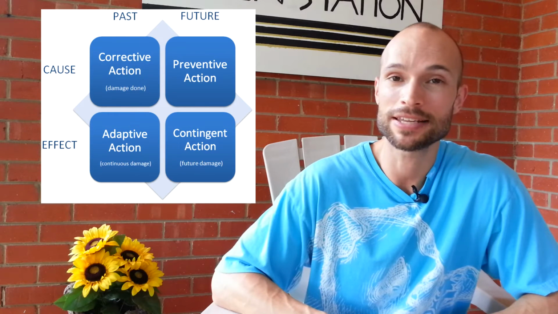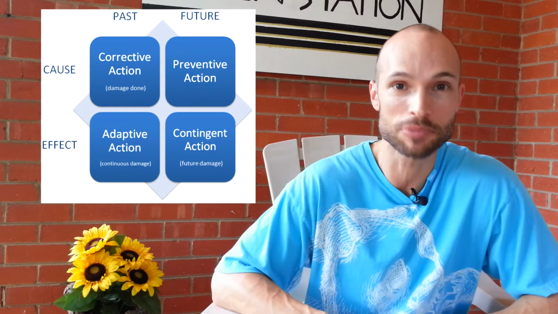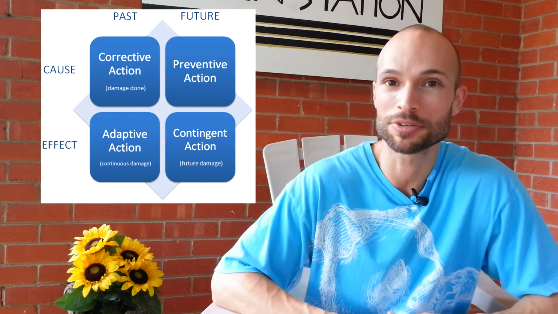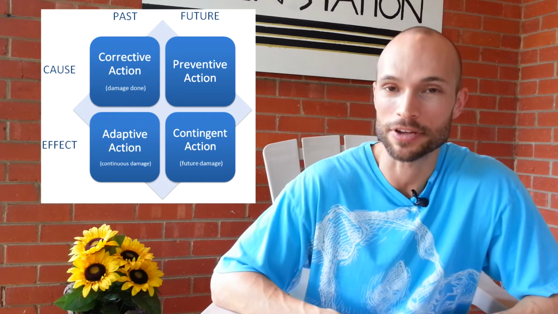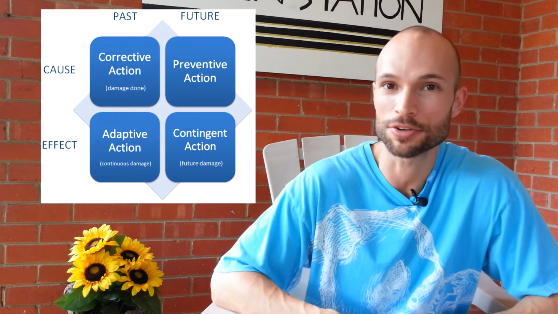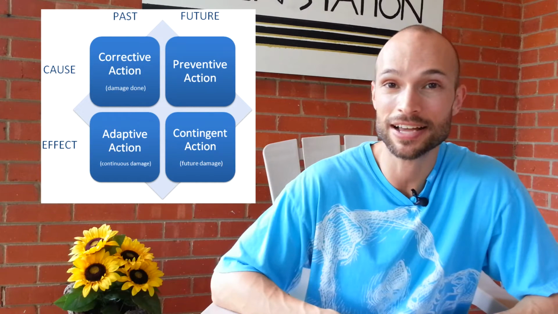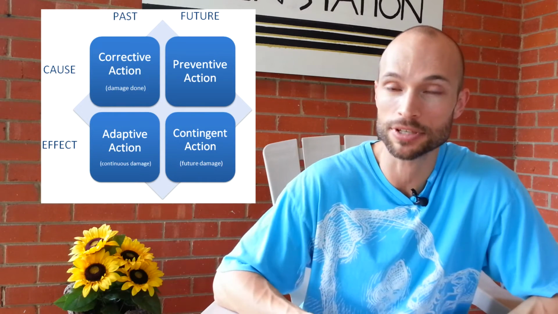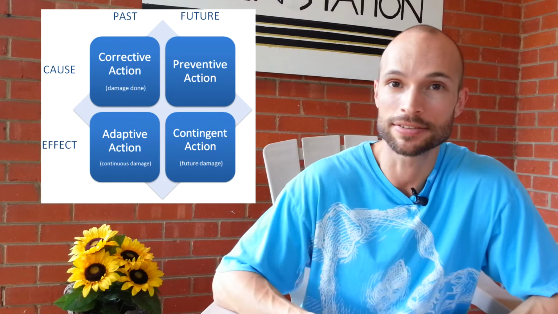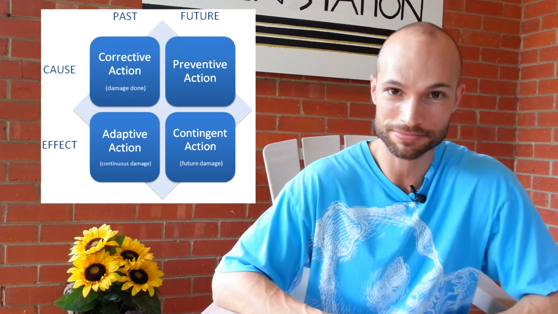At the bottom, the adaptive action is the least desirable of all. It's the most costly because you're simply adapting over and over to the after effects, never concerning yourself with the root cause. And then finally, contingent action is a form of gambling or banking on any future damage possibly occurring and creating a contingency for it. So it's like an insurance policy.